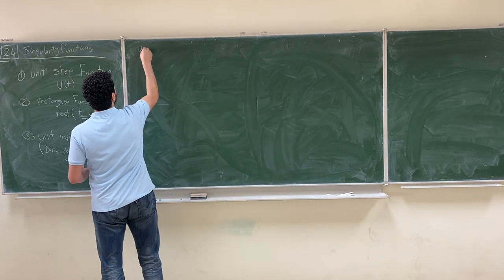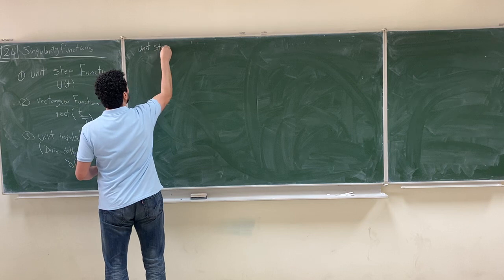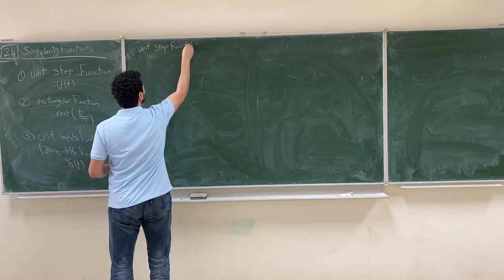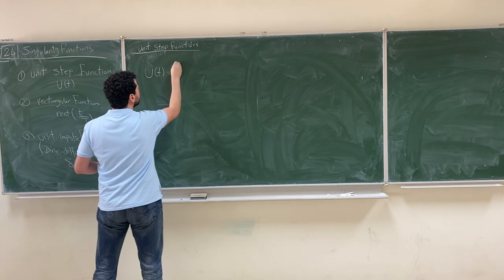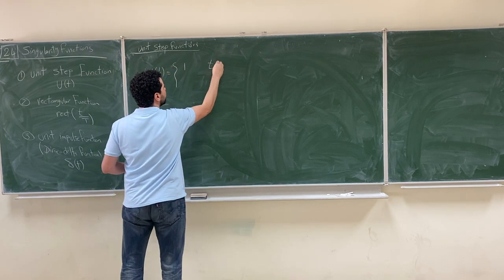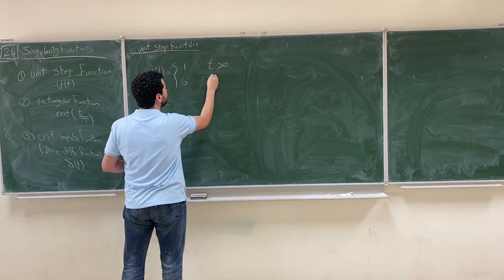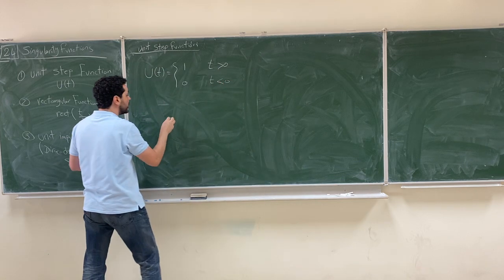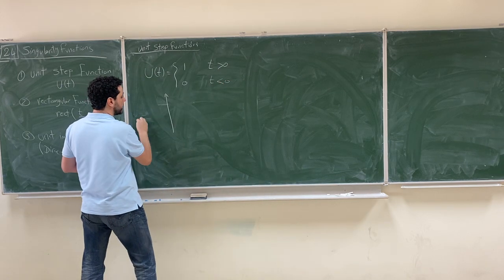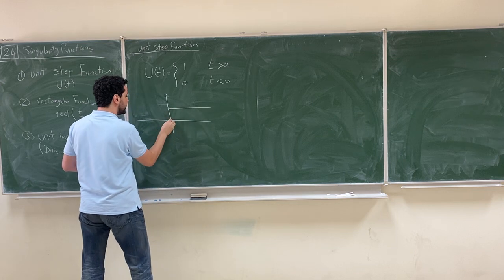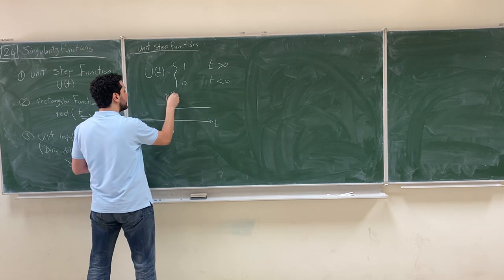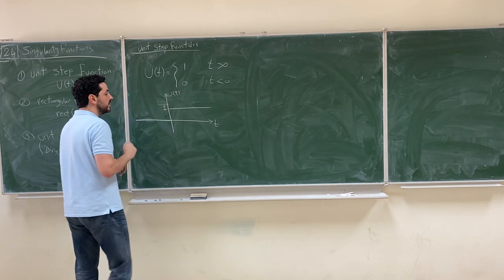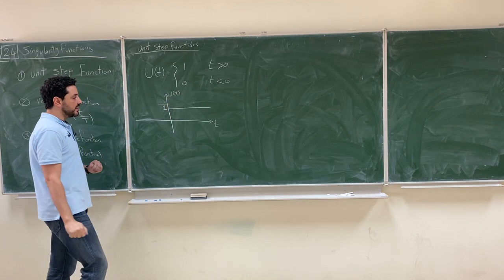The unit step function is defined as u of t, it's 1 for t greater than 0 and 0 for t less than 0. So basically it looks like this. 0 here and 1 here. So this is called the unit step function.